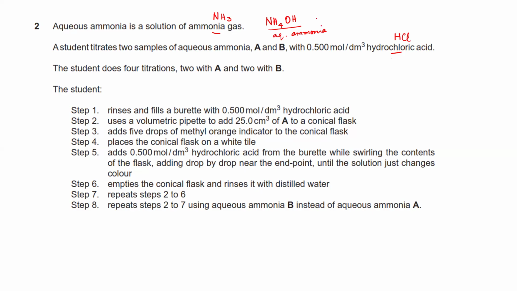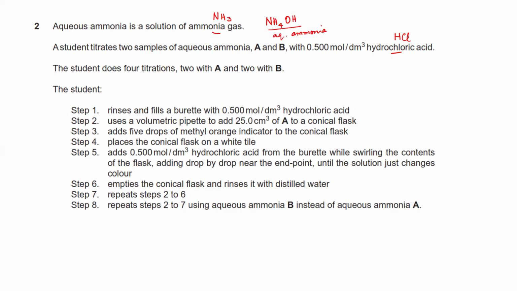Okay, the student does 4 titrations, 2 with A, 2 with B. The student follows the following steps: 1 to 8. The first step, it rinses and fills the burette with 0.5 mole per decimeter cube HCl. Step 2, using a volumetric pipette, add 25 centimeter cube of A into a conical flask. Step 3, adds 5 drops of methyl orange indicator to the conical flask. Step 4, places the conical flask on a white tile.